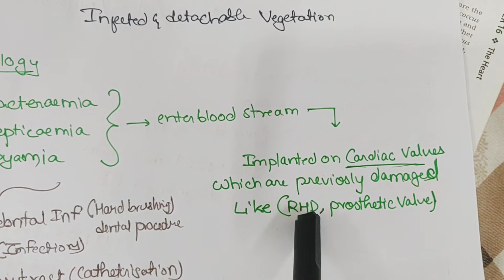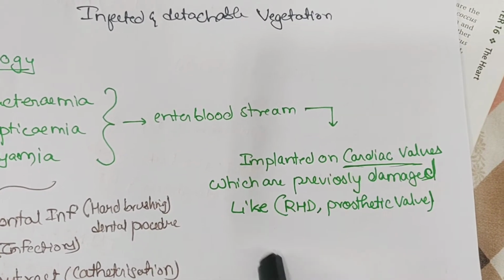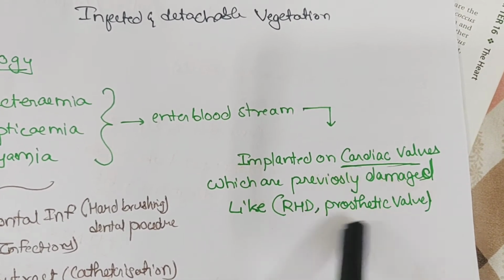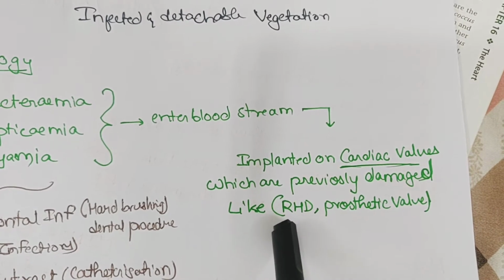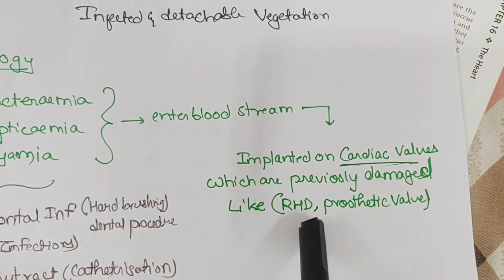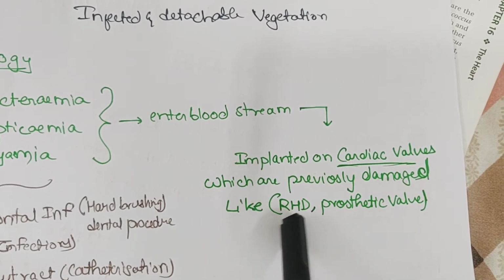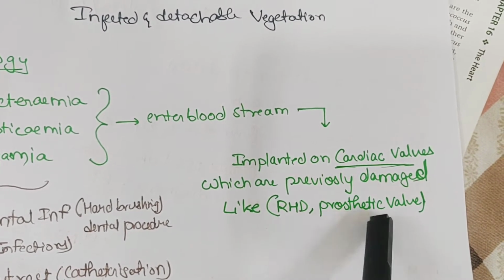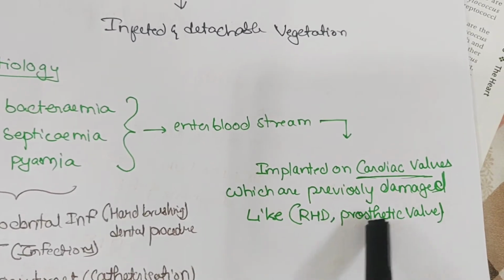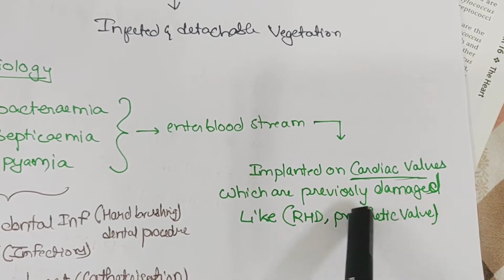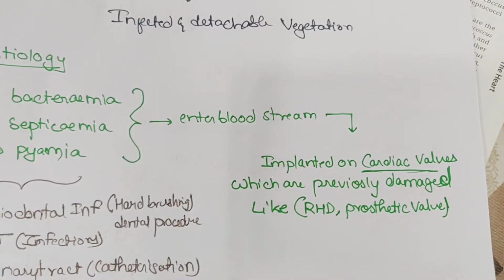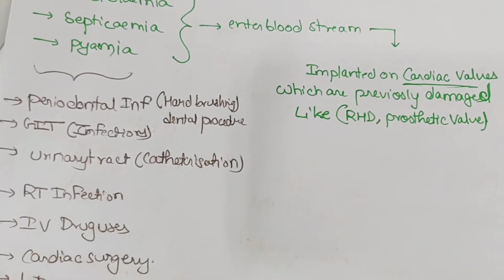Like in rheumatic heart disease, we know the cardiac valves are generally damaged by the autoimmune process. So it causes the valves to get damaged. You can see my previous video on RHD. And whenever there are prosthetic valves, they can also act as an attractant for bacteria and other microorganisms.